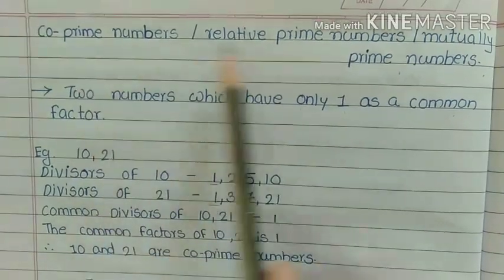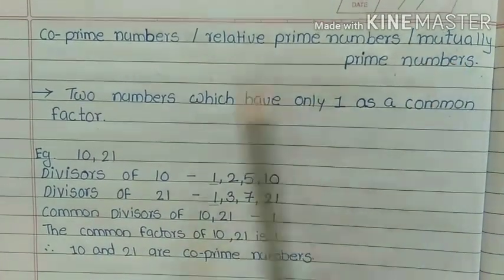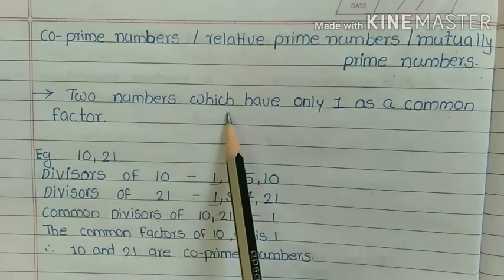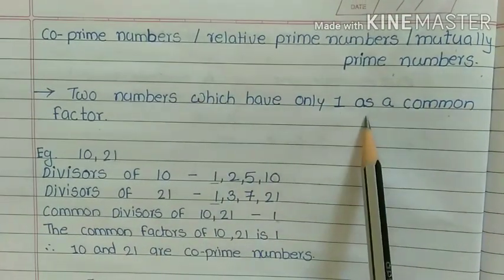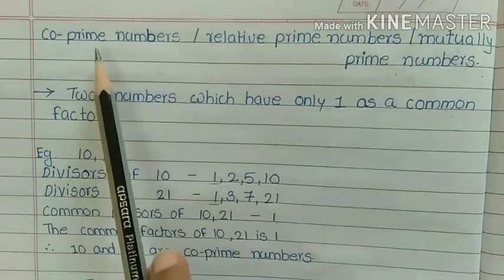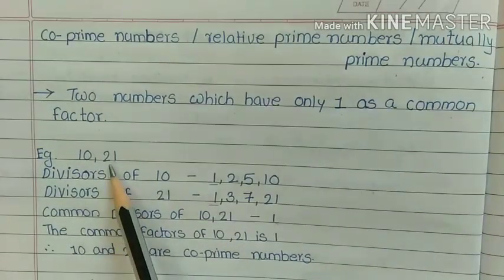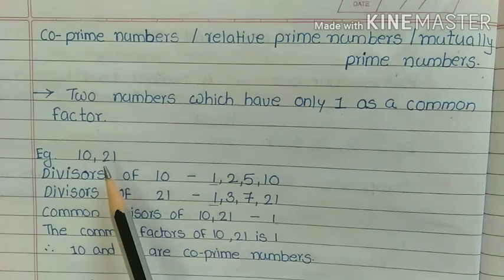Co-prime numbers, relative prime numbers, mutually prime numbers. Two numbers which have only 1 as a common factor are said to be co-prime numbers. How to find out whether the given numbers are co-prime or not? Let us see the steps.